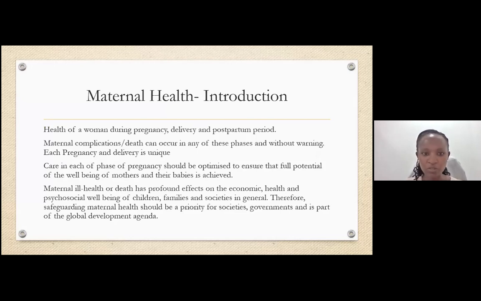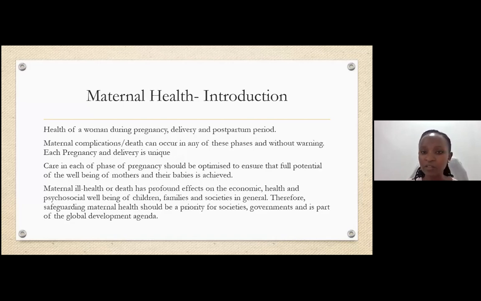So in introduction, maternal health, as we all know, is the health of a mother during pregnancy, delivery, and postpartum period. And we know that maternal complications and death can occur in any of these phases and without warning. So each pregnancy and delivery is unique and should be treated as such. In fact, all pregnancies and deliveries should be considered as potentially high-risk. So care in each of these pregnancies should be optimized so as to ensure the full potential of well-being of both the mother as well as the baby.